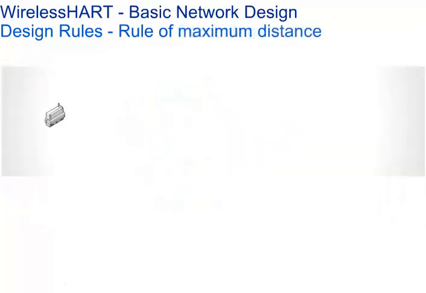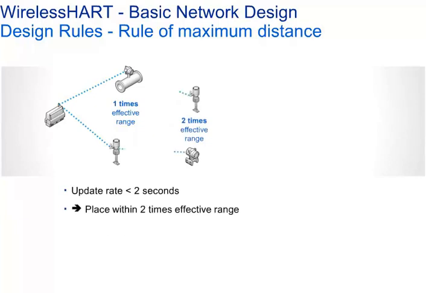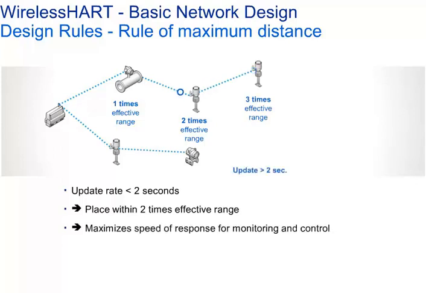Number 4. Rule of maximum distance. Wireless devices with update rates faster than 2 seconds should be within 2 times the effective range of wireless devices from the gateway. This rule maximizes speed of response for monitoring and control applications requiring high-speed updates.